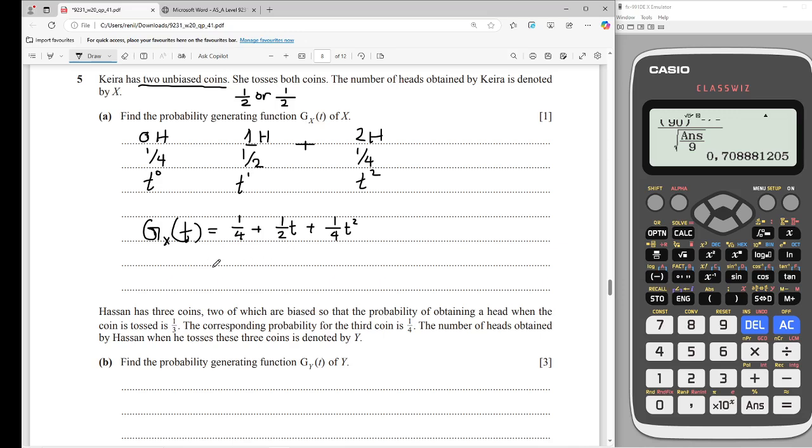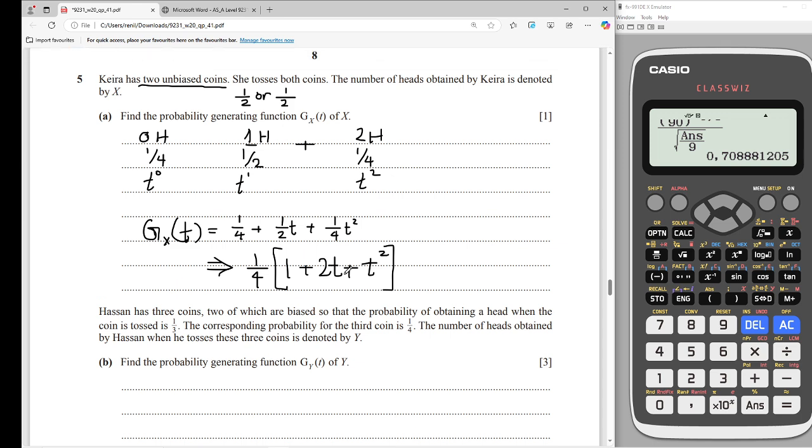So whenever we get the question to find the PGF, I would always suggest factorizing it. So when you factorize 1 by 4 out of this, you get 1 plus 2t plus t squared. This step is not important at all, but it is good if you do this step, because it makes the next few steps in the questions much easier. However, we can leave our final answer in this form.